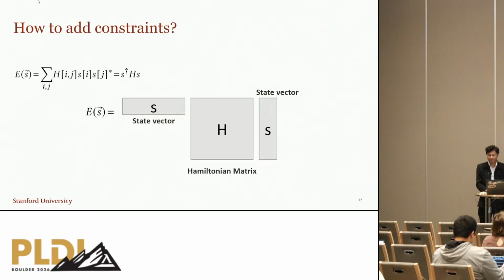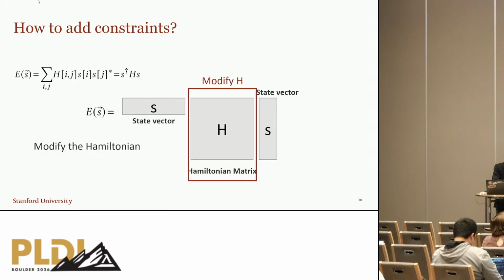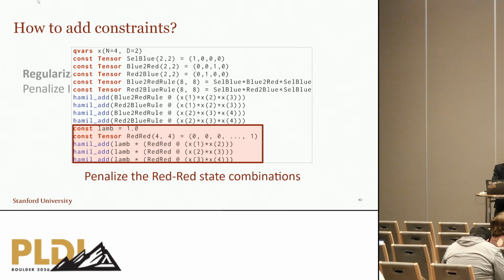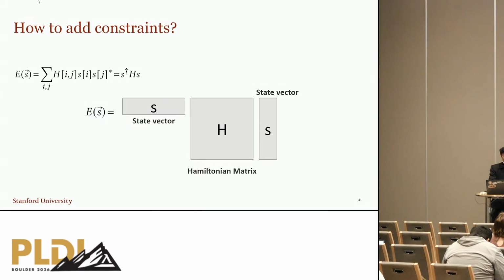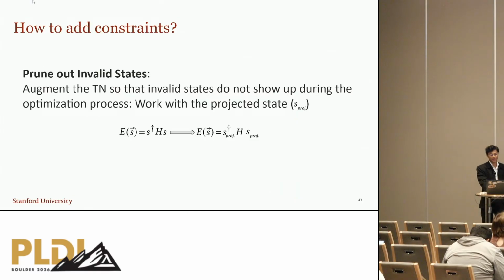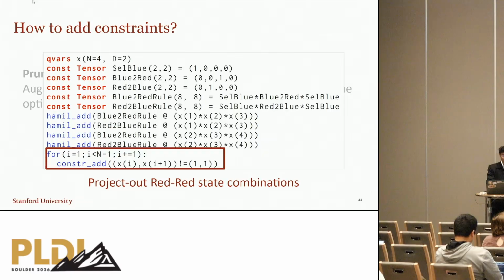So how would those constraints be encoded? Well, one very general way would be to modify the Hamiltonian by doing regularization, which is adding some penalty terms on your energy function, artificially inflating their energy. In mask, this can be represented by adding a few lines of code that penalizes these states. On the other hand, what we can do is prune out or zero out these states that are invalid explicitly by changing the tensor network itself so that these states never show up. In mask, this is represented as the simple constraint add syntax that rules out the red-red or the 1-1 configuration that I was talking about.